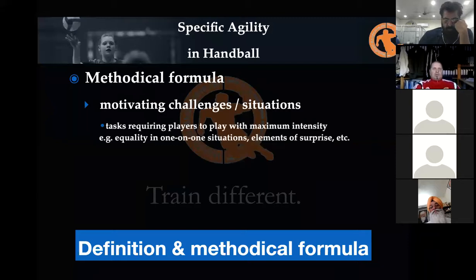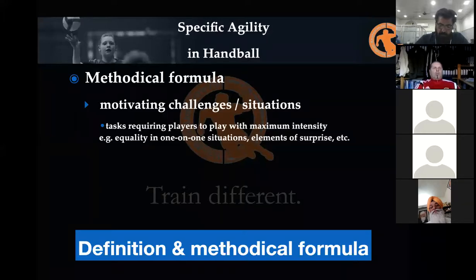We need to work out this specific agility in situations, in tasks, in which the players need to work with almost maximum intensity. In that moment, they really have to be fast in equal one-on-one situations with some elements of surprise. Then they have to react and speed up really fast. If they work with, let's say, 80 or 85% of speed, it's not agility. It's not the maximum we get from them.